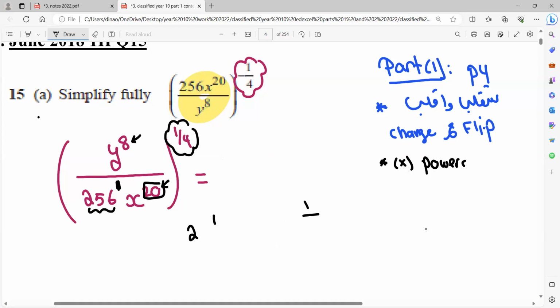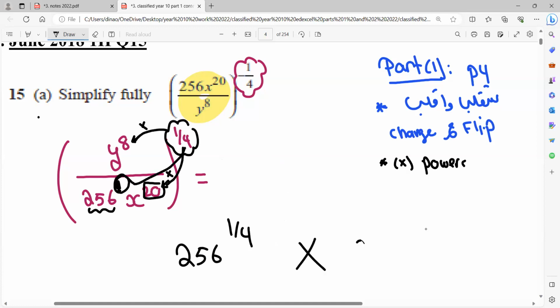طبعا in exams we don't do this بقى خلاص. احنا we know the trick. You multiply the powers again. It's 256 power 1 على 4, not 256 times 1 over 4. Please be aware of these silly mistakes.